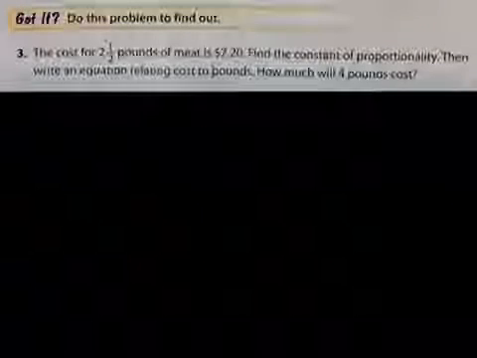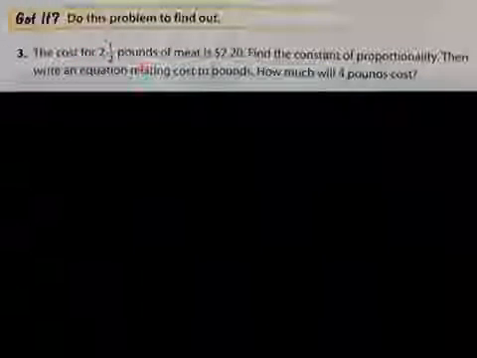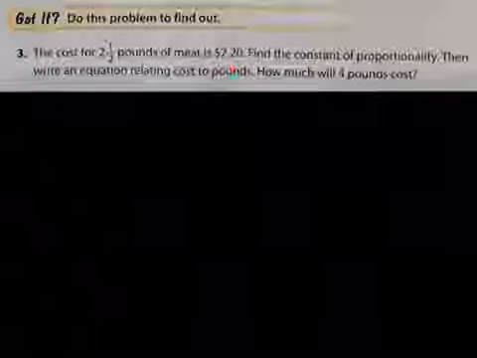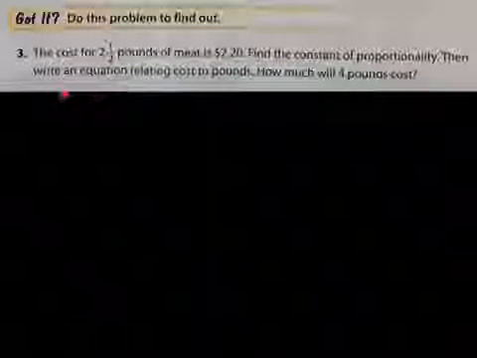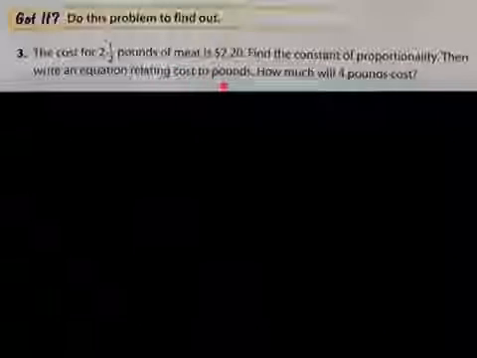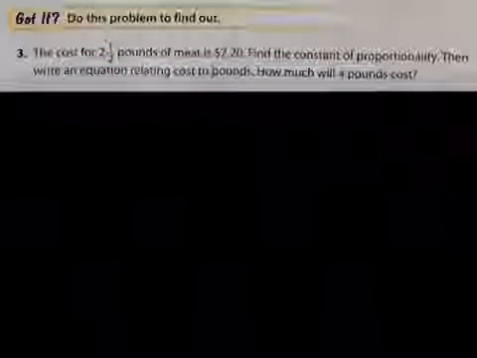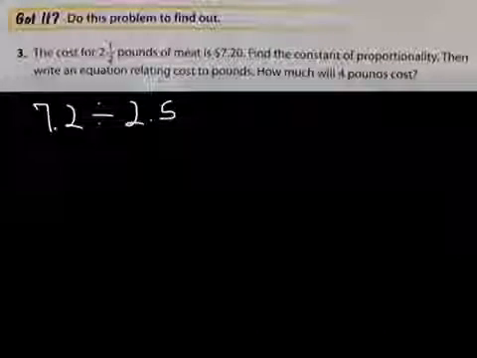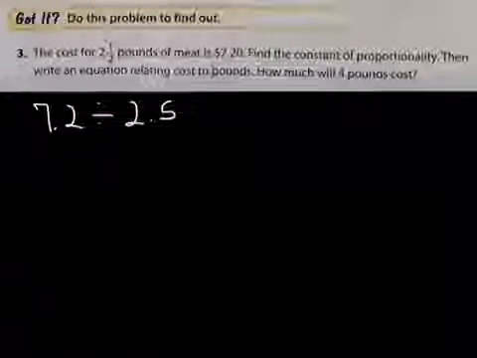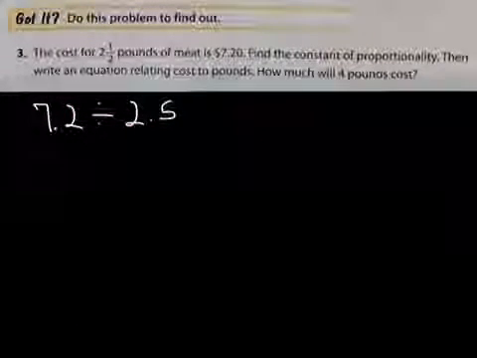Let's try number 3. The cost for 2.5 pounds of meat is $7.20. Find the constant of proportionality. Then write an equation relating cost to pounds. How much will 4 pounds cost? Okay, first I need to find out my unit rate. How much is it for 1 pound? So what I'm going to do is divide $7.20, 7.2 divided by 2.5. That's going to tell me my price per pound.